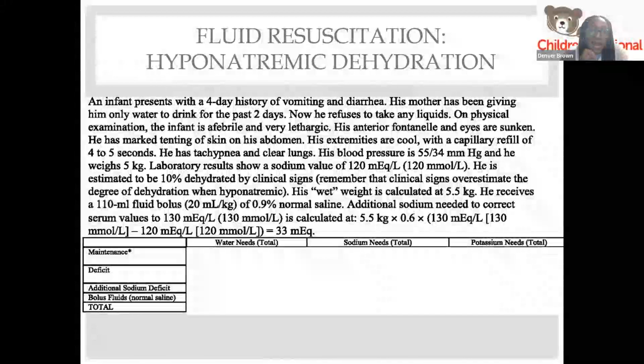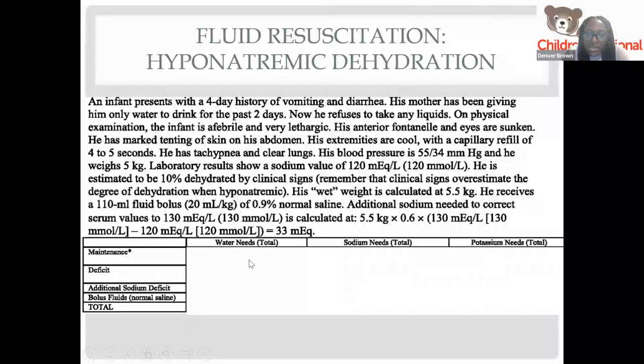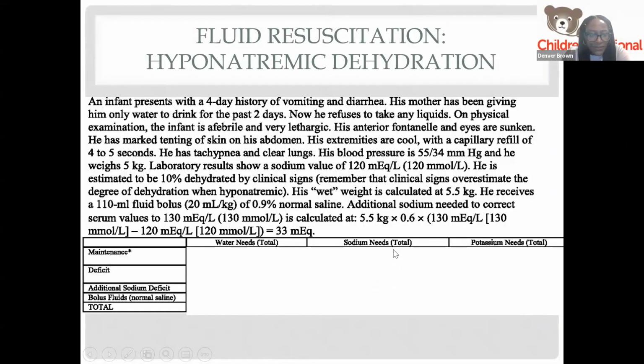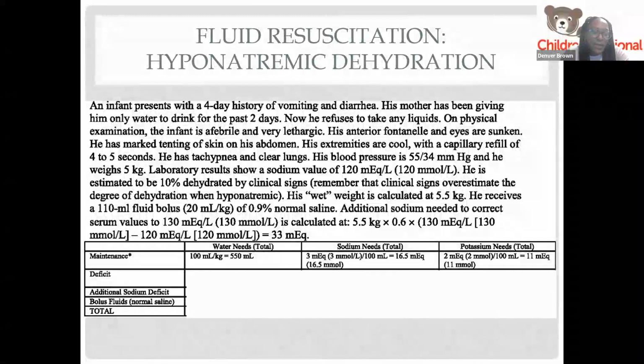This is the chart that I often draw for myself and my fellows whenever we have a patient like this. And really, we're just going to focus on water and sodium needs. So I just want you to look at the first two columns. When we think about going through his water needs, we know that for the first 10 kilograms, the patient is going to need 100 mLs per kilo for their maintenance. And that's why for this patient, using his well weight of 5.5 kilograms, his maintenance IV fluids would be 550 in a 24-hour period.